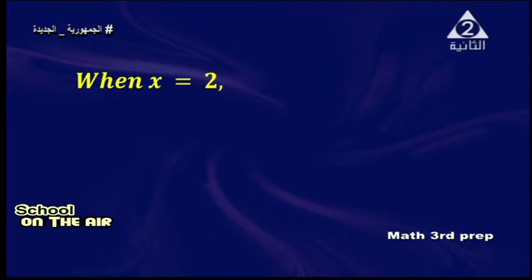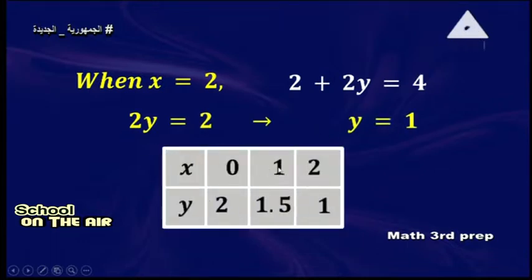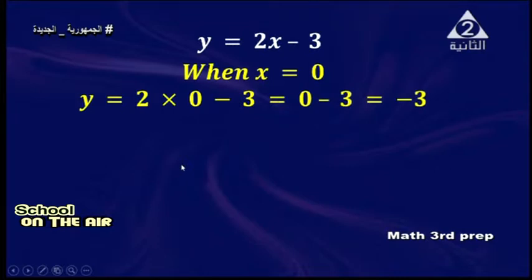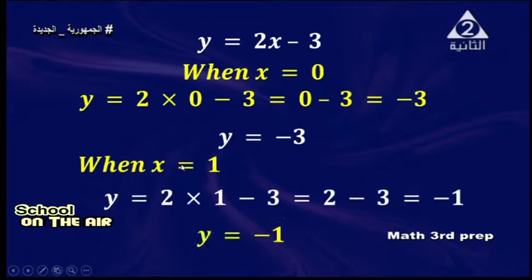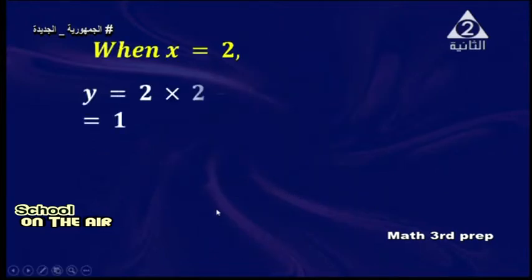For the second straight line, put x equals 2 to get the corresponding value of y, which is 1. Also put x equals 1 to get the corresponding value of y, 1.5, and x equals 2 to get y equals 1. Then we start our work. We substituted, and now we have all these points: when x equals 0, y equals negative 3; when x equals 1, y equals negative 1. Then we start graphing them.